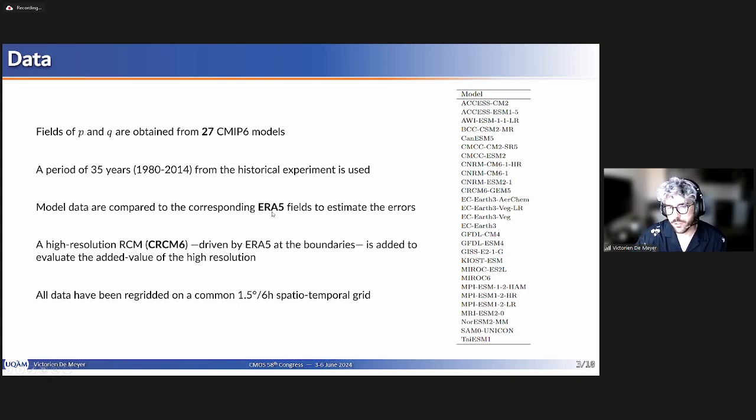This ERA5 is considered here in our study as the reference, and it will be helpful to estimate the errors of the model. So each time I'm going to talk about errors of the models, it's compared to ERA5 fields.